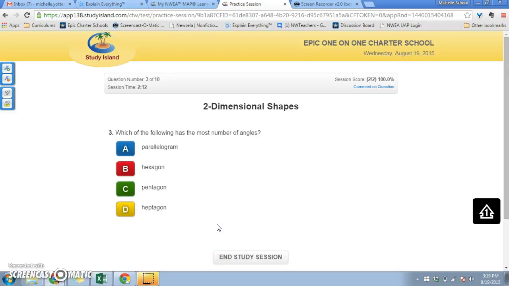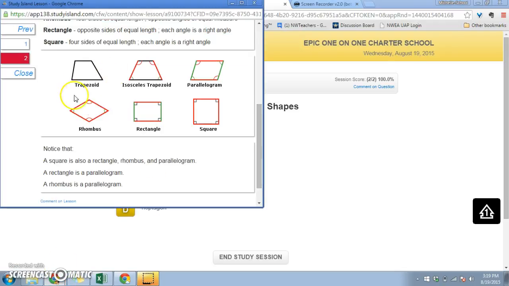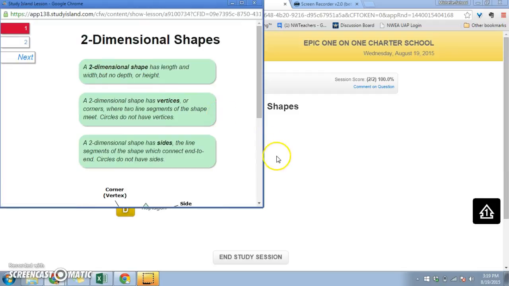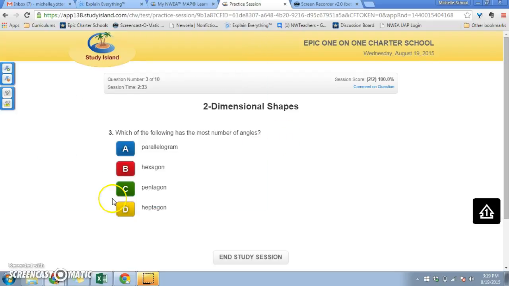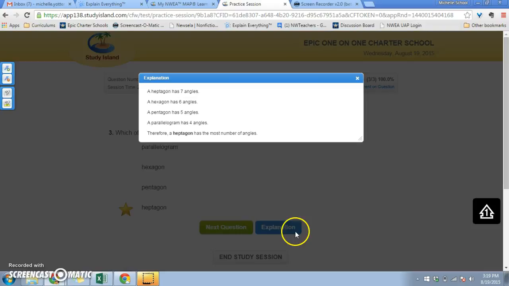Which of the following has the most number of angles? Okay, parallelogram, hexagon, pentagon, or heptagon. On the first page of this lesson, there's a pentagon that has 5, hexagon has 6, and heptagon, I believe, has 7. Yes. So heptagon has 7, hexagon 6, pentagon 5, parallelogram 4.